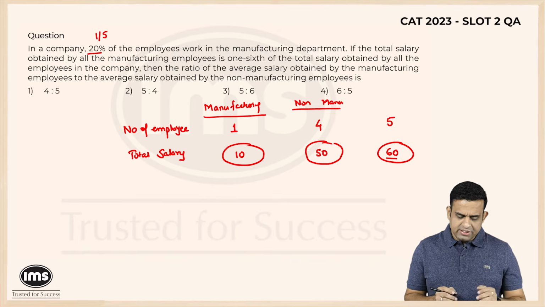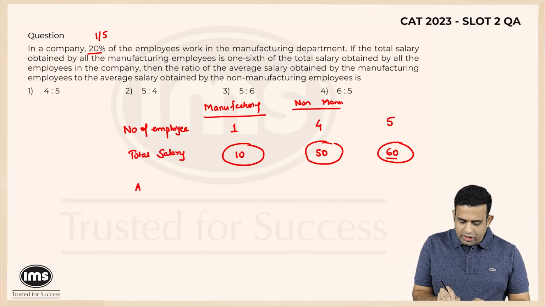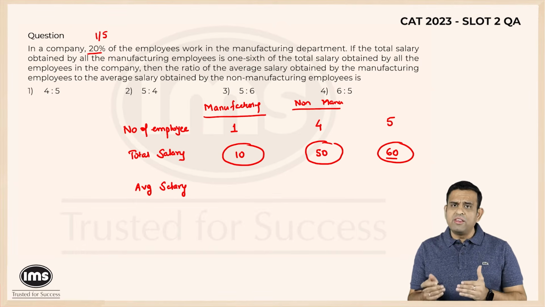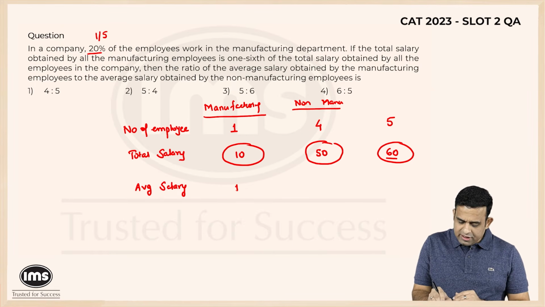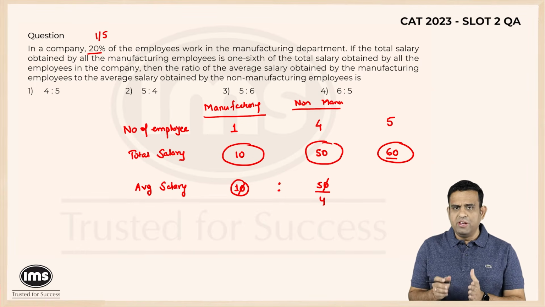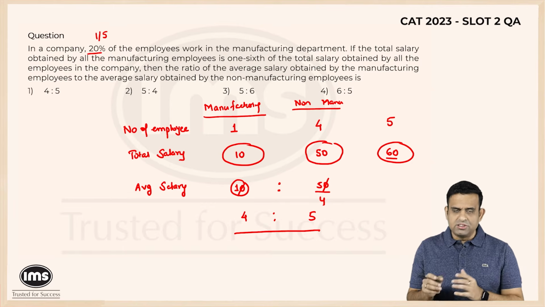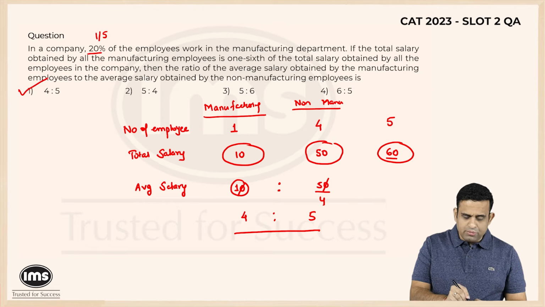So now they're saying the ratio of the average salary obtained by the manufacturing employees to the average salary obtained by the non-manufacturing ones. Now, what is the concept of average salary? Nothing but the total salary received by the manufacturing employees divided by the number of employees. So 10 divided by 1 is 10 and 50 divided by 4. And the task is to find the ratio of these two numbers. So if you look here, 0 and 0 can be cancelled. If you simplify, 1 is to 5 by 4 will become 4 is to 5. And hence, since I want them in the order manufacturing to non-manufacturing, I should mark 4 is to 5, which is option number 1 over here.